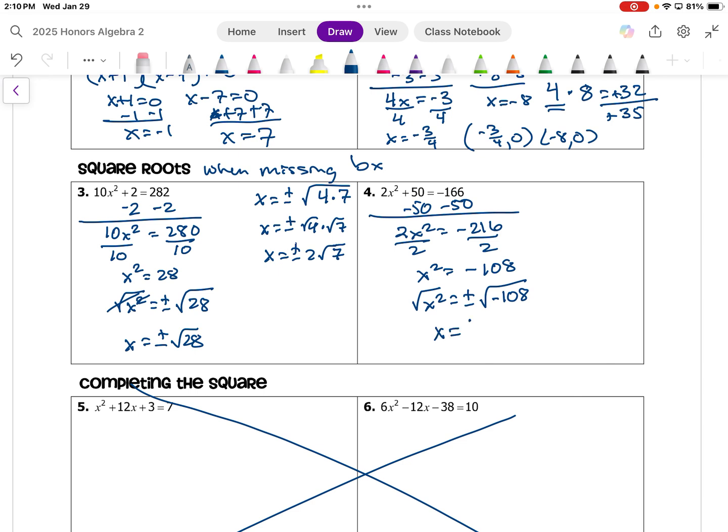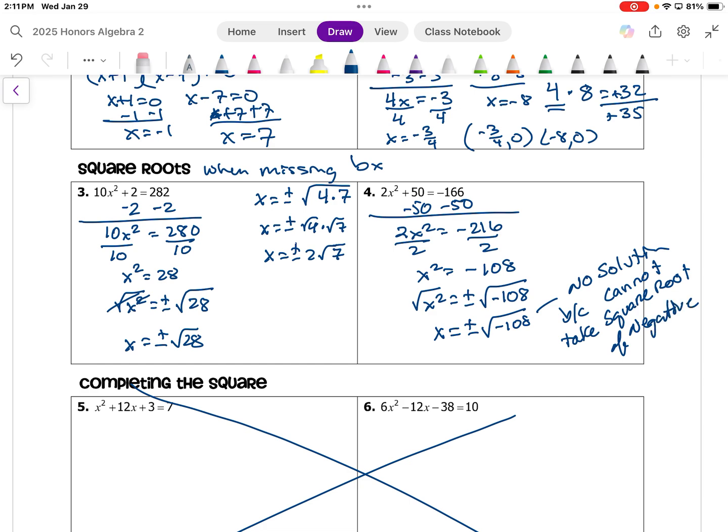When I get to this stage right here, I have to stop and say there is no solution, because we cannot take the square root of a negative number.